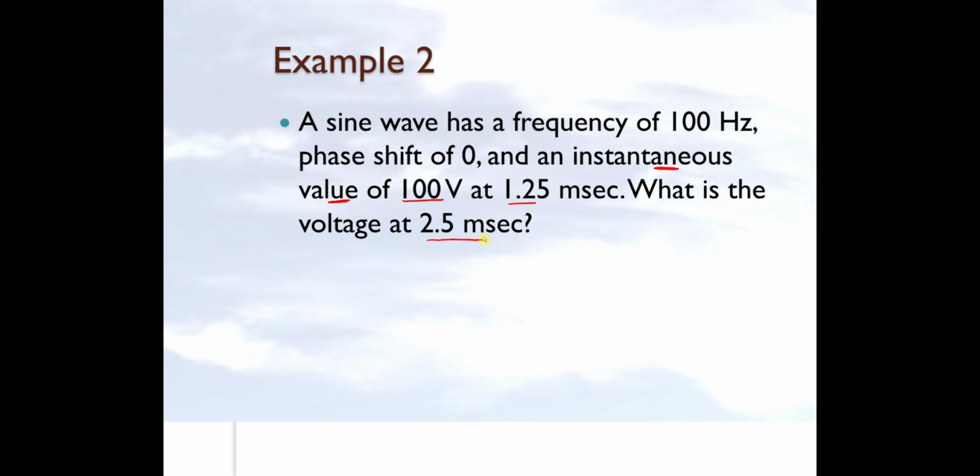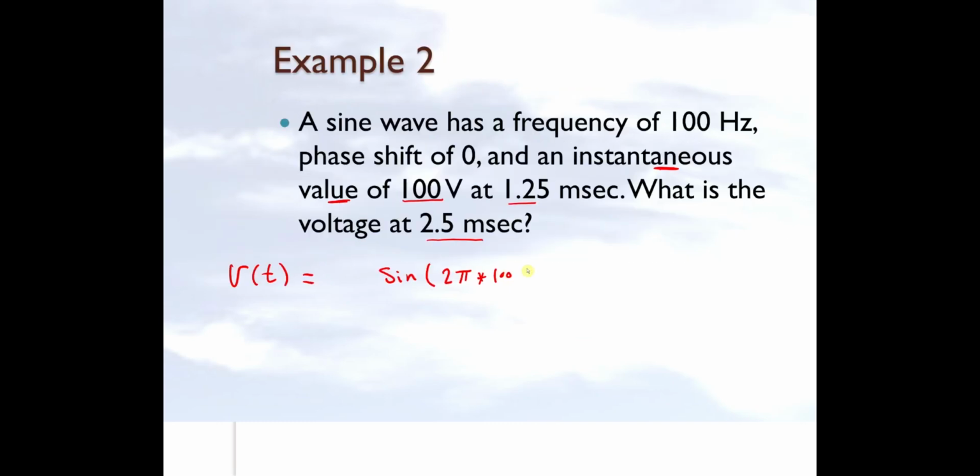So let's start with the given. We know that the voltage signal given to us, v of t, is a sinusoid with a frequency of 100 hertz. So the angular frequency would be 2 pi times f, and then times t, and we have a phase shift of 0. Okay, we don't know the magnitude, so we keep it as A.